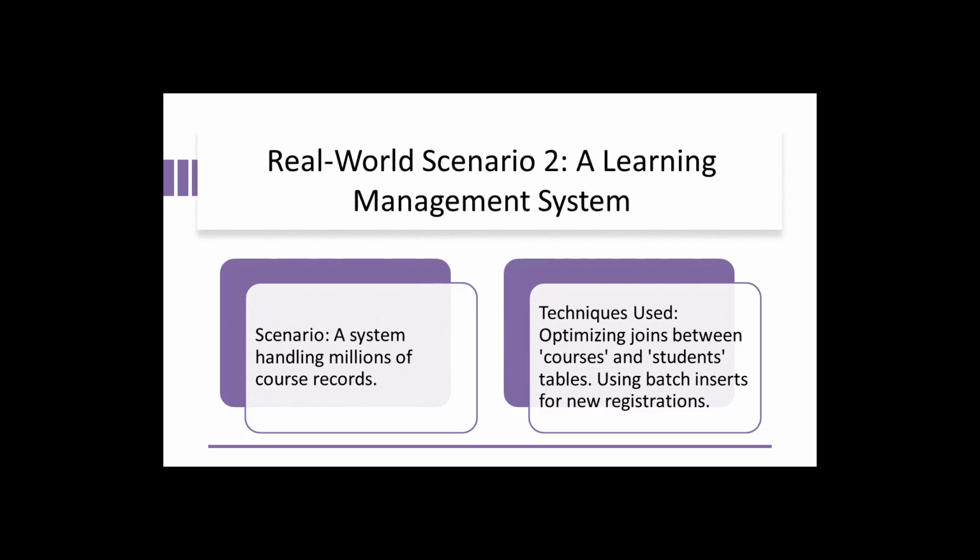Let me give you another real-world scenario, which is based on a learning management system. In this example, consider an LMS that handles millions of course records. To optimize performance, the system can use joins between tables like courses and students to retrieve data efficiently. Batch inserts can be used when adding new student registrations, instead of inserting one record at a time, to improve database performance.